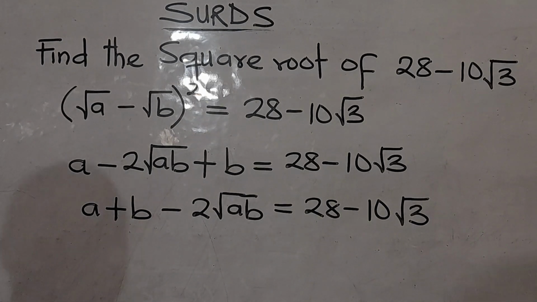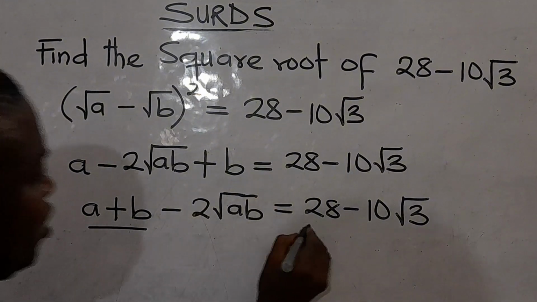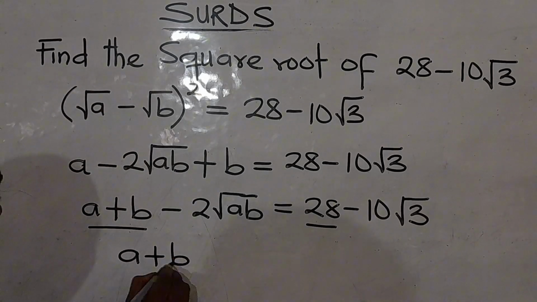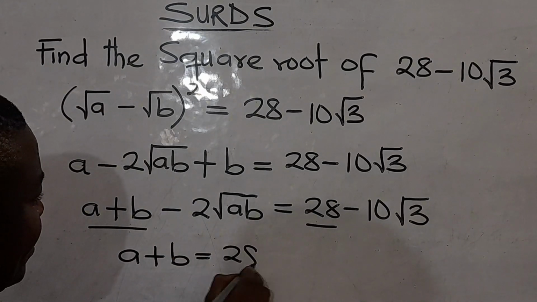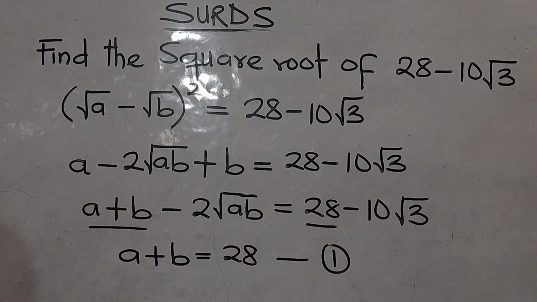Invariably, we can juxtapose them, or we can place them side by side, meaning that a plus b equal to 28. A plus b equal to 28. This is our first equation.